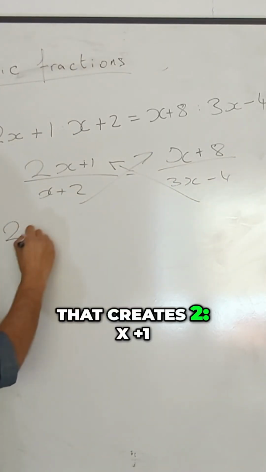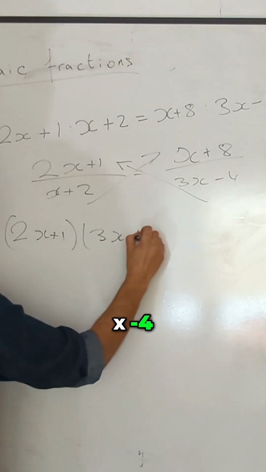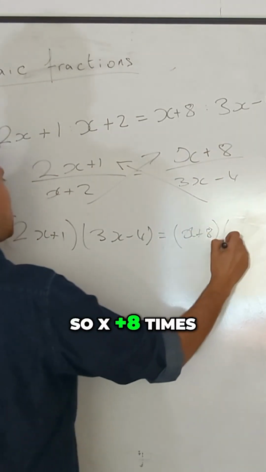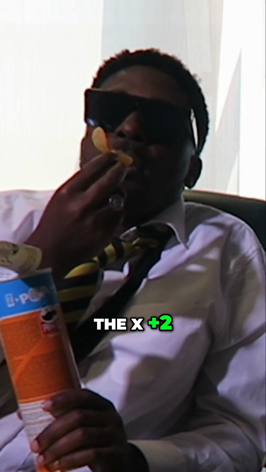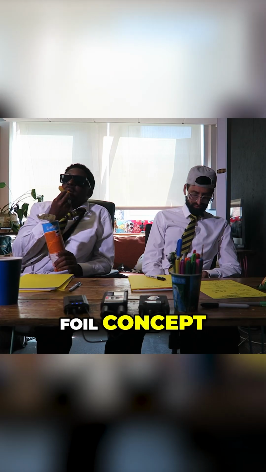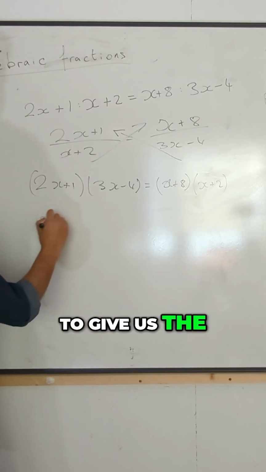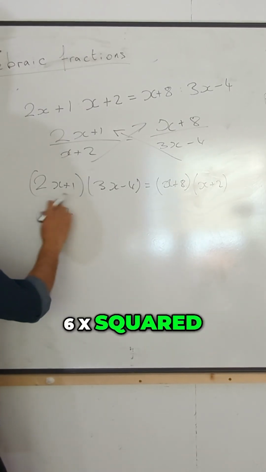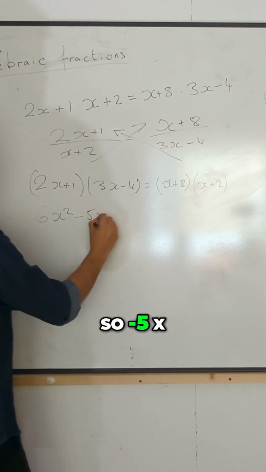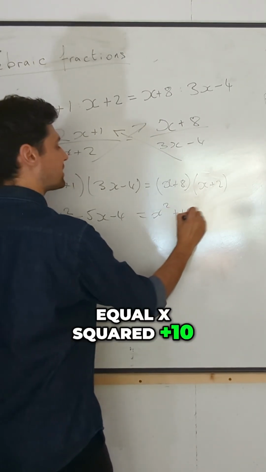That creates 2x plus 1 times this, 3x minus 4. That's going to equal that times that, so x plus 8 times x plus 2. As we should know from expanding brackets, we just do the FOIL concept. If you don't know what FOIL is, watch the previous video. And this is going to give us 6x squared, and I'll just do this in one go, so that's going to be minus 8 plus 3, so minus 5x, minus 4, is going to equal x squared plus 10x plus 16.